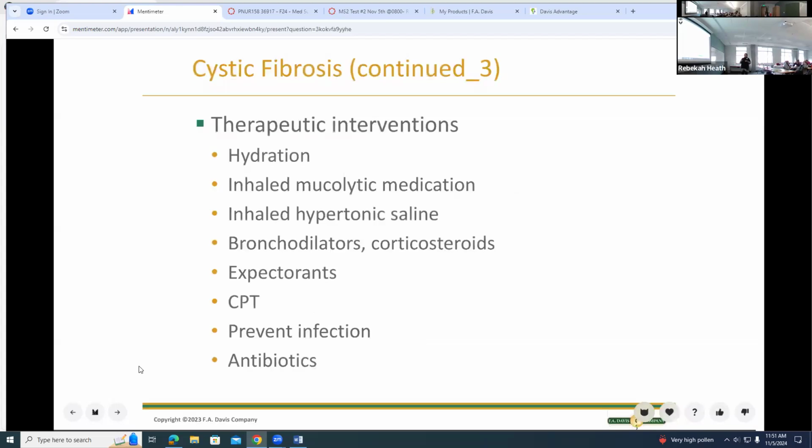So therapeutic interventions, right? We're just trying to control the disease. Think about the secretions, that you can have them hydrated so they can pass them out. We might give them medications to help with all those secretions: bronchodilators, corticosteroids, expectorants. You guys know what CPT stands for?